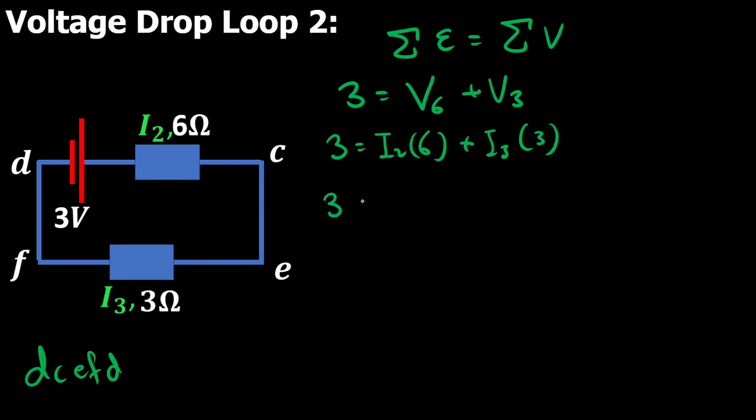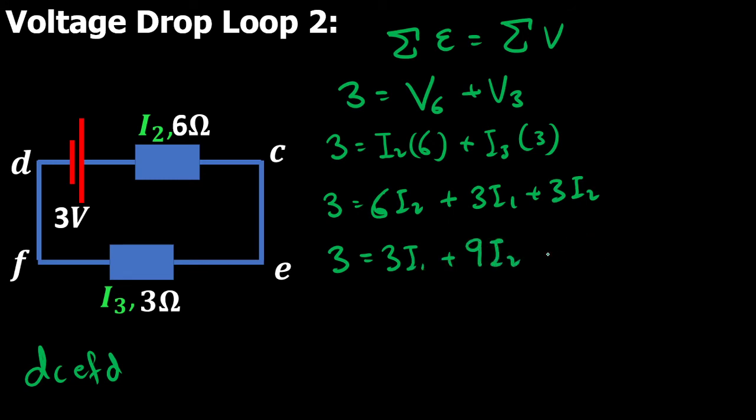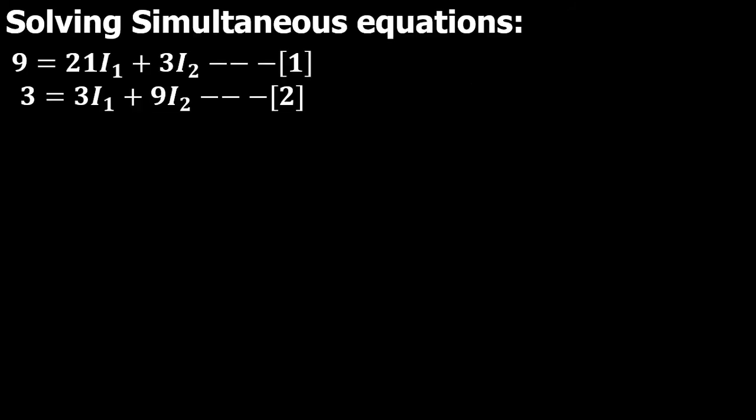Alright, so expanding that, I will have 6I2 plus 3I1 plus 3I2. And that gives me 3 equals 3I1 plus 9I2. Alright, so that's our second equation. Great, now we have both equations. We have two unknowns and we have two equations. That means we can solve them. Alright, so let's list them down.